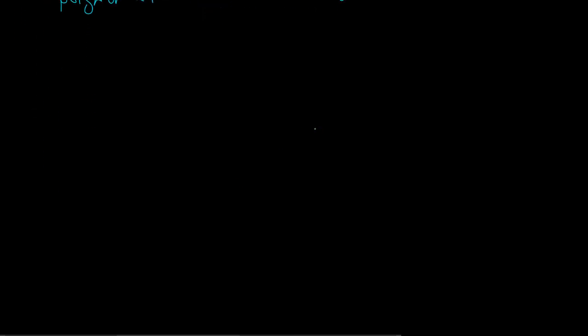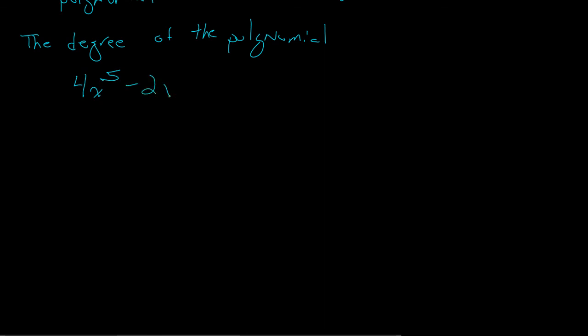And so the other way we are classifying a polynomial is what we call the degree of the polynomial. And the degree is the largest power of the variable. So I have 4x to the 5th minus 2x. The largest power is 5. This is a degree 5 polynomial.